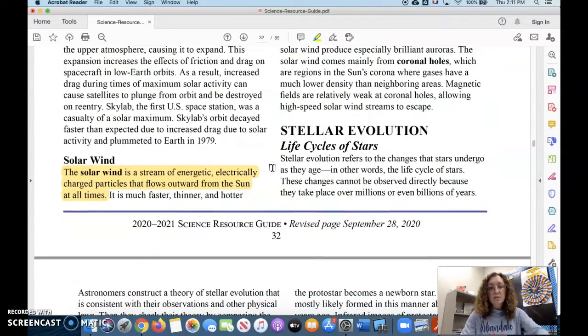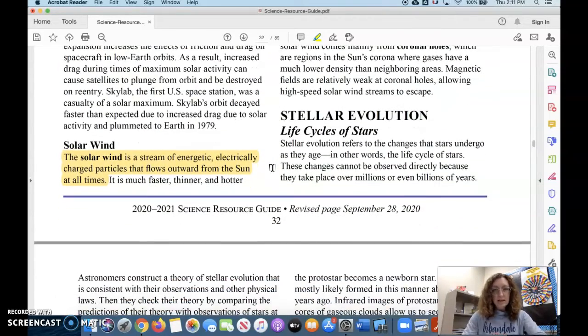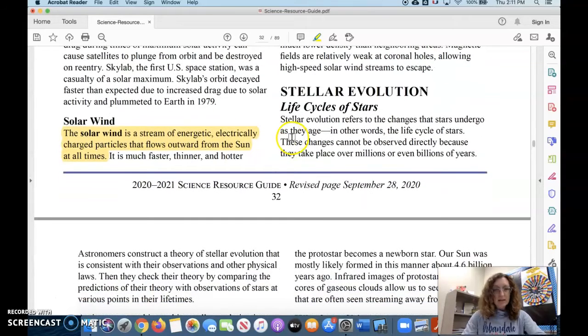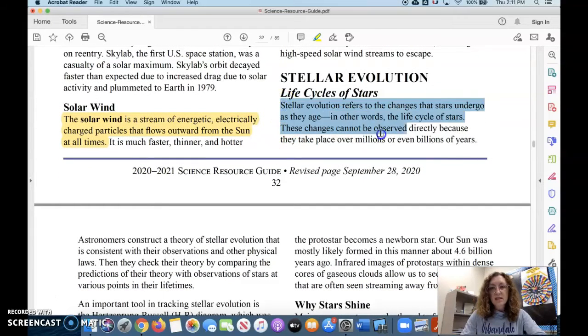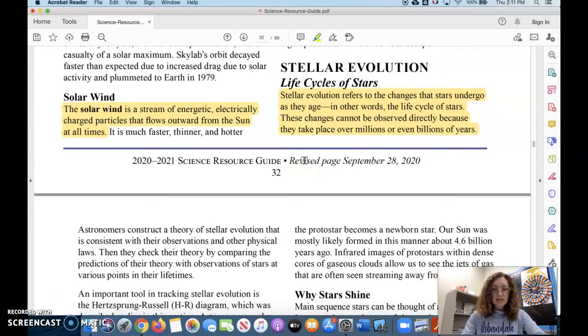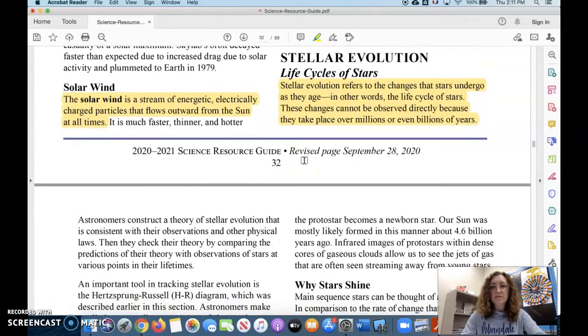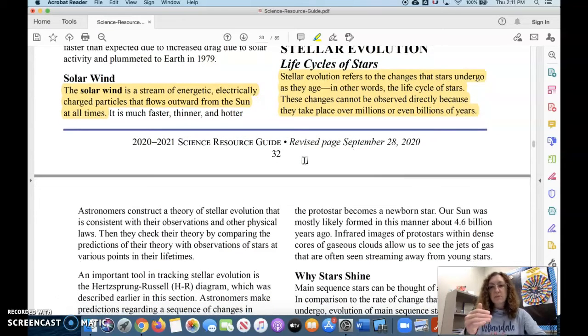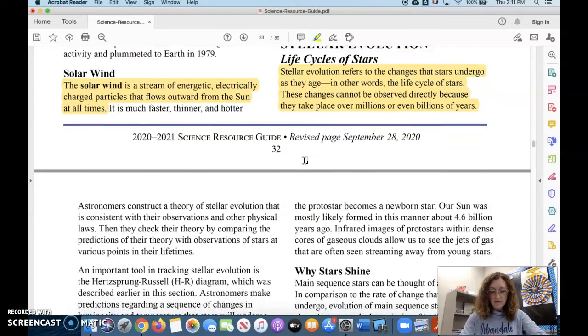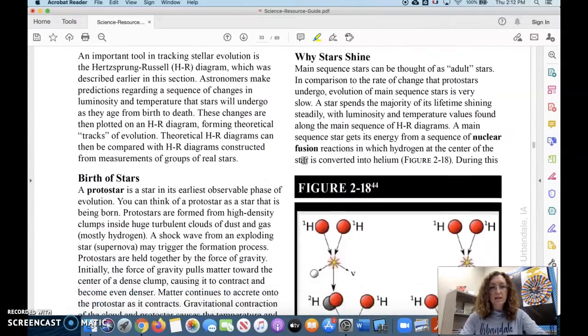All right, now we're going to talk some more about stars, not our sun. Life cycles of a star. Stellar evolution refers to the changes that stars undergo as they age. In other words, their life cycle. These changes can't be observed directly because they take place over millions and billions of years. Plus, remember that light travels to us. Even though it travels very, very quickly, what we are seeing from stars is actually quite old.